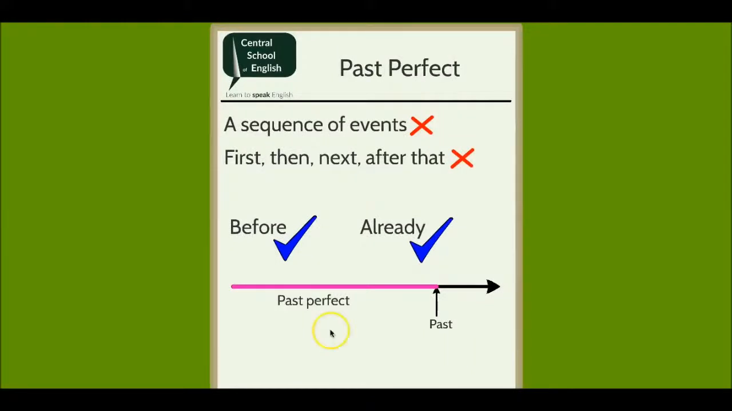When we use the past perfect tense, we are not describing a sequence of events in the past. We do not use the words first, then, next, after that, later, or in the end. When we make sentences using the past perfect tense, we use words like before and already. We use the past perfect to speak about time before and up to a point in the past.